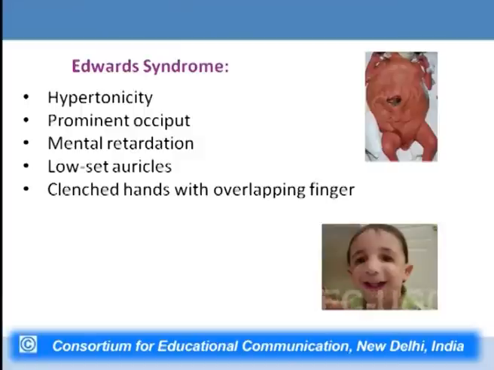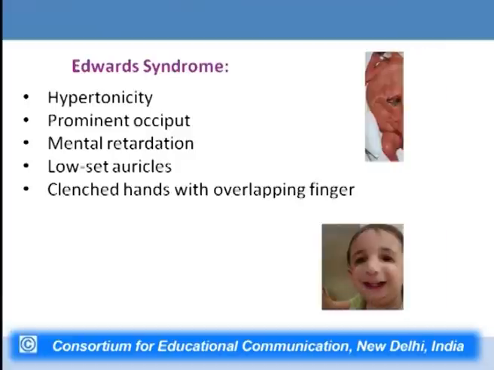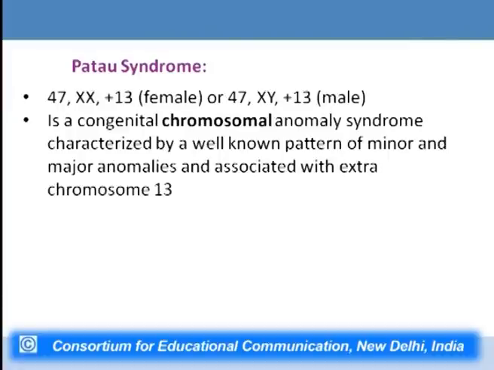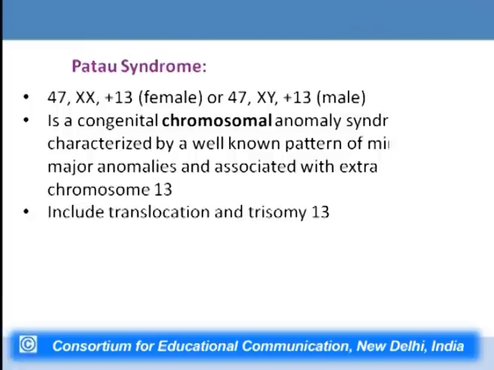As can be seen in these pictures, these are individuals who are afflicted with this particular syndrome. Now, another syndrome is Patau syndrome, which occurs because of the presence of an extra 13 chromosome and can again occur in both female and male because it is an autosomal disorder. Again, it occurs because of a translocated chromosome 13 or an extra chromosome 13 present in the embryo.